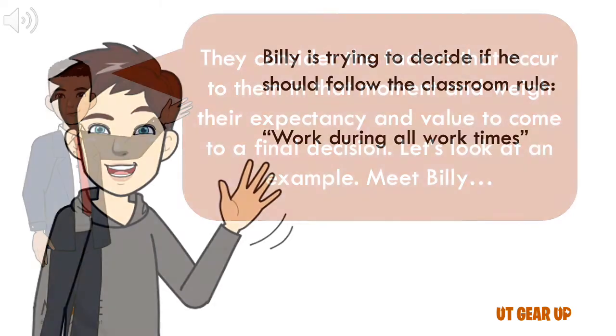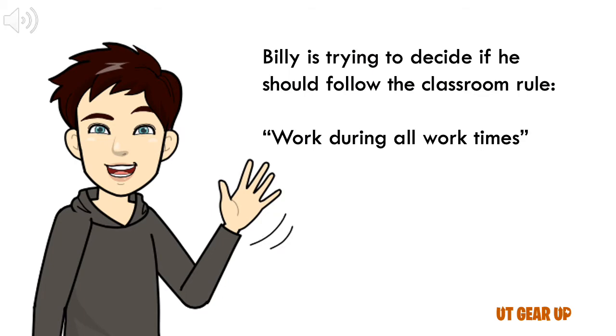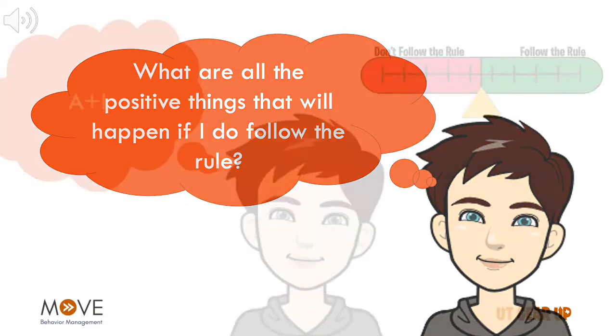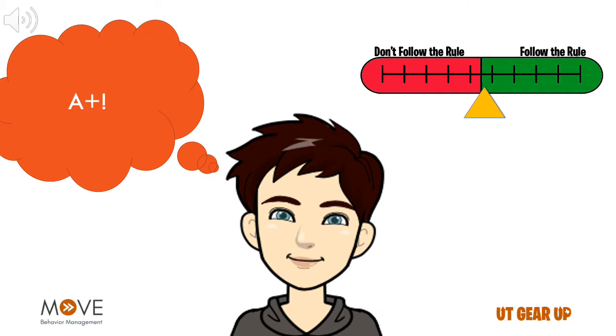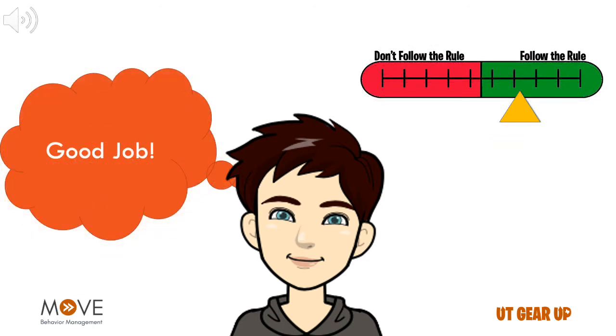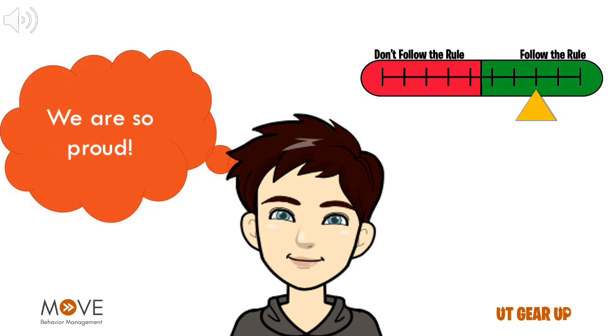Meet Billy. Billy is trying to decide if he should follow the classroom rule, work during all work times. Billy asks himself, what are all the positive things that will happen if I do follow the rule? I will get a good grade. I will get a reward. My teacher will give me attention. My parents will approve.